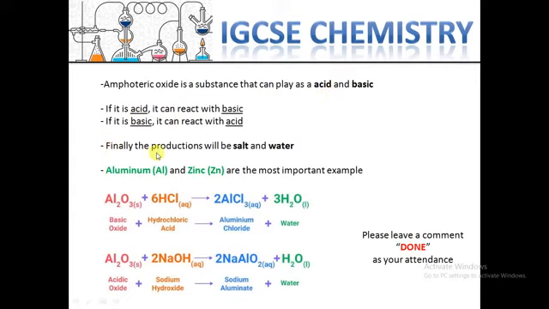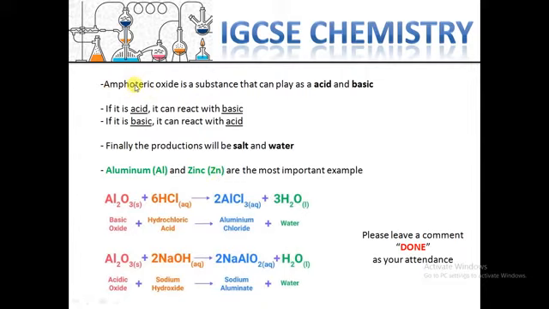Finally, what happens if they react? They can produce salt and water. In chemistry we call it salt, not the salt we are eating, but a type of molecular structure, a compound called a salt. Aluminium and zinc are the most important examples of amphoteric oxides.